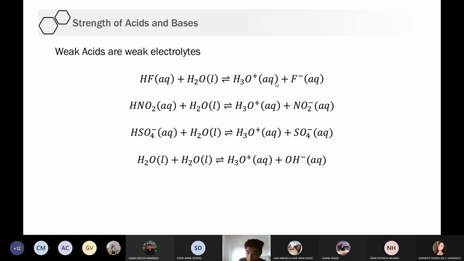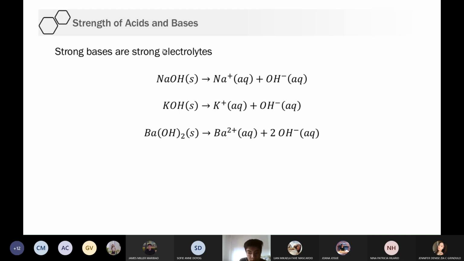Kapag weak acids naman, ito yung mga molecules that are not fully dissociated. So, pwedeng organic sila, such as yung acetic acid, or pwedeng may strong hydrogen bonding. For example, itong HF. Malakas yung hydrogen bonding dyan, kaya yan ay weak. Makikita nyo, ang gamit natin ay equilibrium arrow.